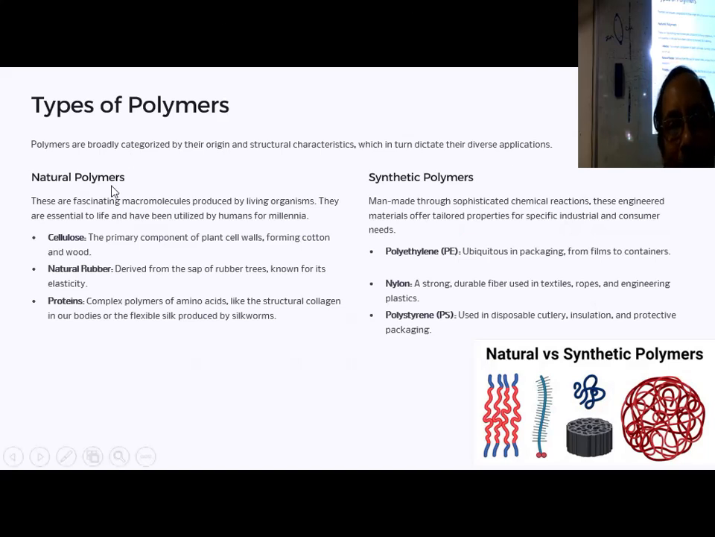Okay, so this cellulose, natural rubber, protein, these things are all natural polymers. Sometimes we are using them directly, sometimes by modification we are utilizing them. Then synthetic polymers, polyethylene. I think it is a very versatile polymer. Maximum time we are using this polyethylene.